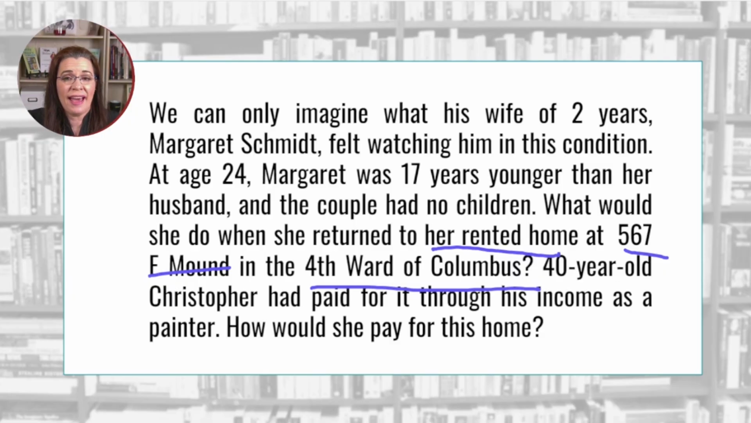The street address came from the death certificate and was backed up by city directories. The location in the 4th Ward of Columbus came from census records before Christopher died. The occupation as painter comes from city directories.